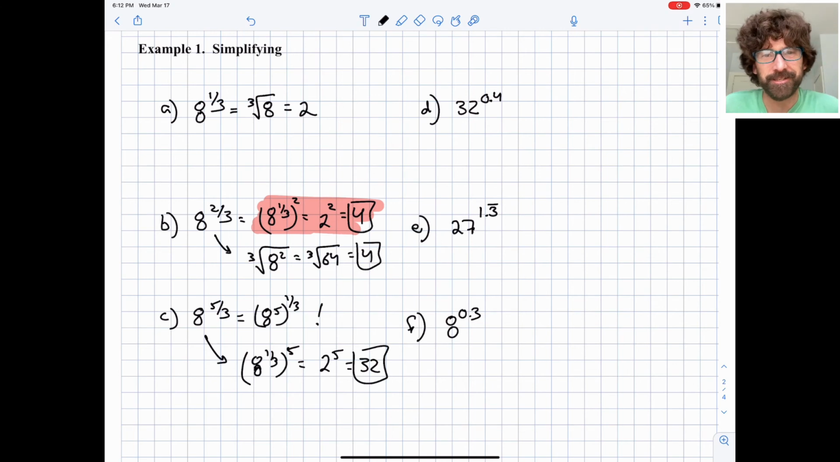All right, now we're going to get into some things that look a little bit different, maybe a little bit scarier, but we can still do them. What if we have decimals as exponents? Well, let's just turn those decimals into fractions. So then we can apply our rules.